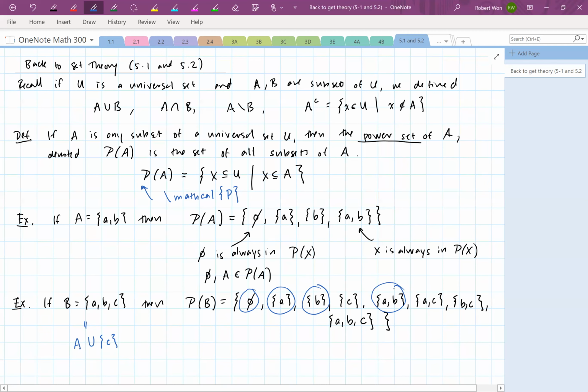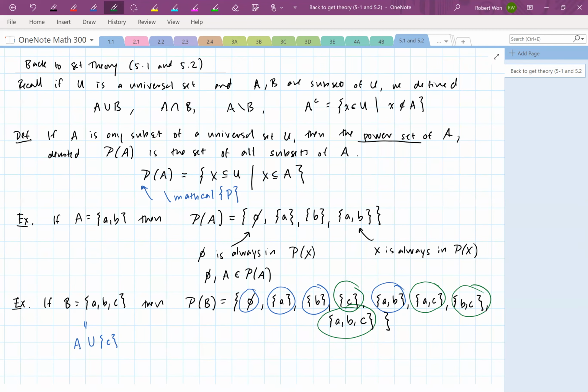And then the other 4 elements is just like I added C to every element of the power set of A. Right? So every element in the power set of B either contains C or doesn't contain C. If it doesn't contain C, it's just something from the power set of A. If it does contain C, then it's just like you added C to the empty set, you added C to the set containing A, you added C to the set containing B, and you added C to the set containing A and B. So there are 8 elements here.